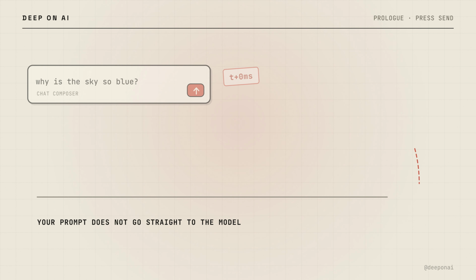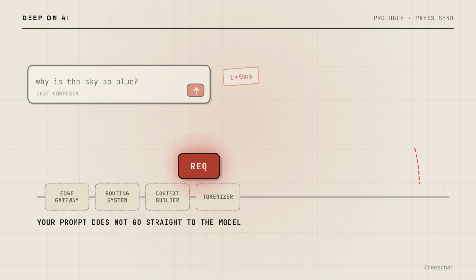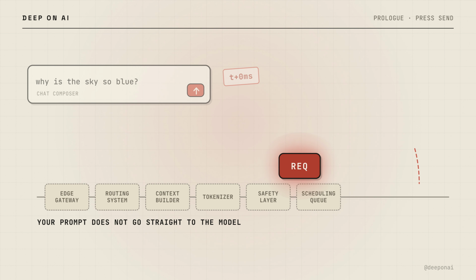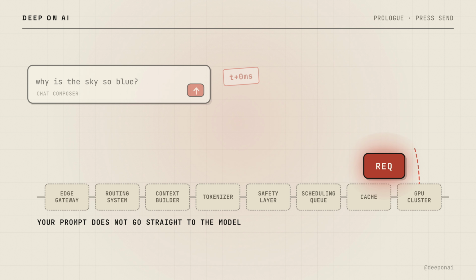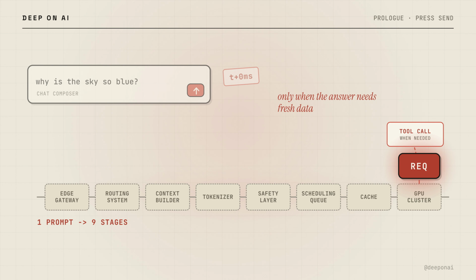Before the first word appeared, your request may have crossed an edge gateway, a routing system, a context builder, a tokenizer, a safety layer, a scheduling queue, a cache, and a cluster of accelerators. And if the answer needed current information, the model may have left its own generation loop, called another tool, received the result, and started thinking again. So let us follow one prompt through the entire machine.